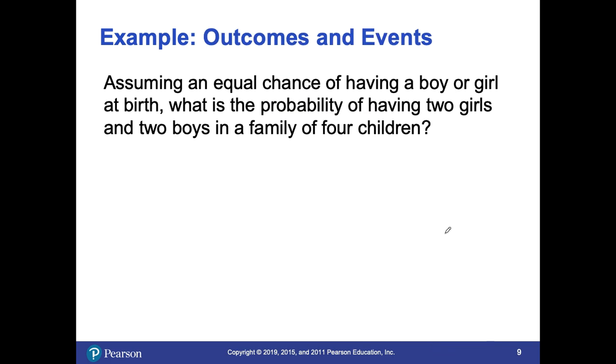Let's do another one. Assuming an equal chance of having a boy or girl at birth, what is the probability of having 2 girls and 2 boys in a family of 4 children? Now for this one, I would recommend establishing some sort of chart. Now earlier when I talked about girls and boys, we said like girl, boy, boy, girl, whatever. This is going to be a family of 4. So because we have a family of 4 and we're also talking about possible birth order, let's take a look at this chart. Now at first this chart might be a little bit overwhelming, but I'll explain it as we go.